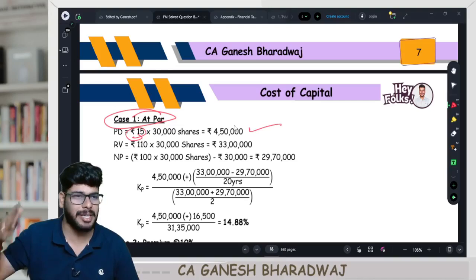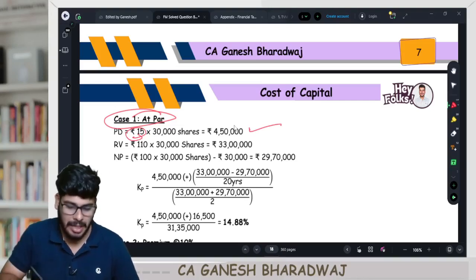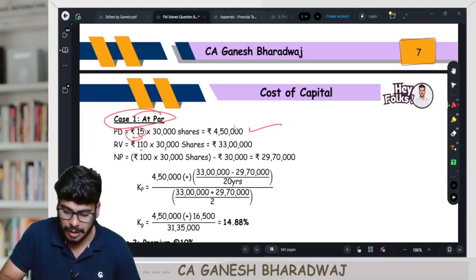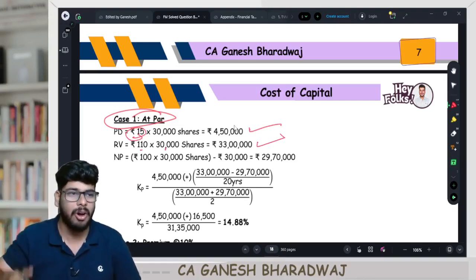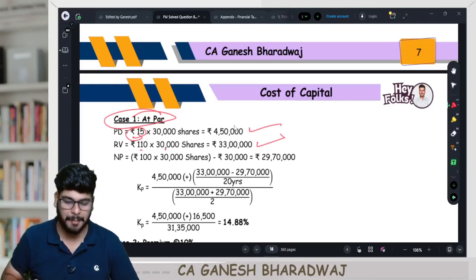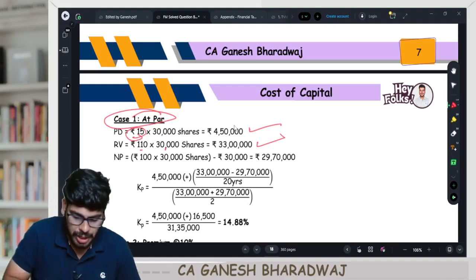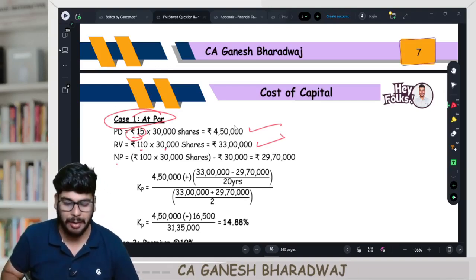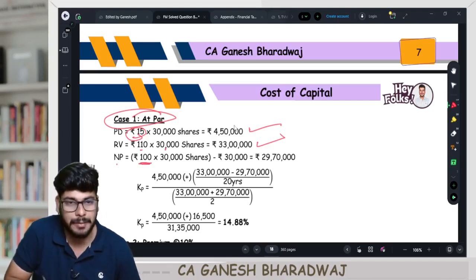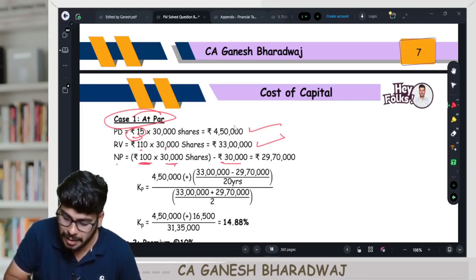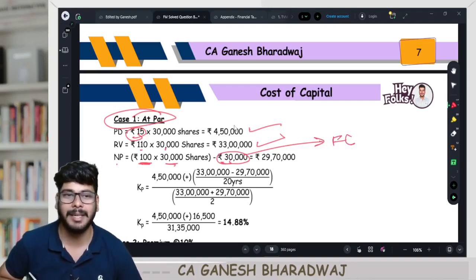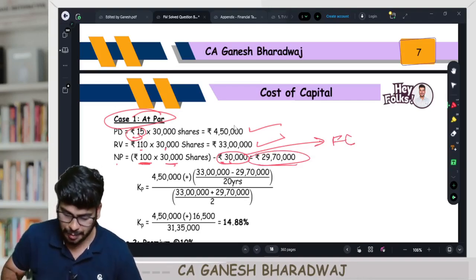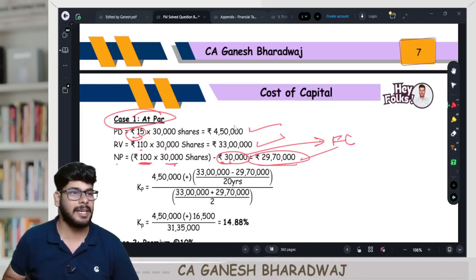This will not change in any of the 3 methods. Correct? Redemption value: 110 into 30,000, 33 lakhs is going to be the total redemption value. Will this change? No. In all three cases, it is redeemed only at a premium. NP alone will change. Net proceeds, if I'm issuing at par, what will be the net proceeds? 100 rupees into 30,000 minus this 30,000, which is going to be your flotation cost. Correct? No, it's an outflow. The net amount that I'm going to receive today is going to be 29,70,000.